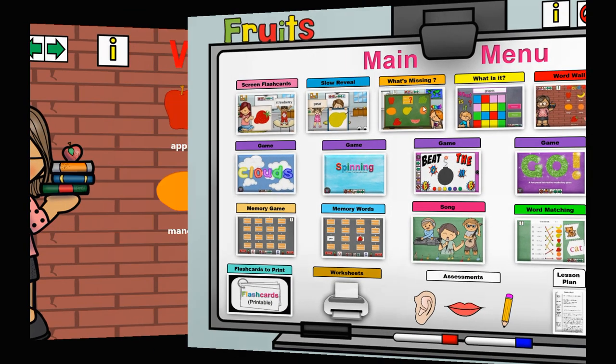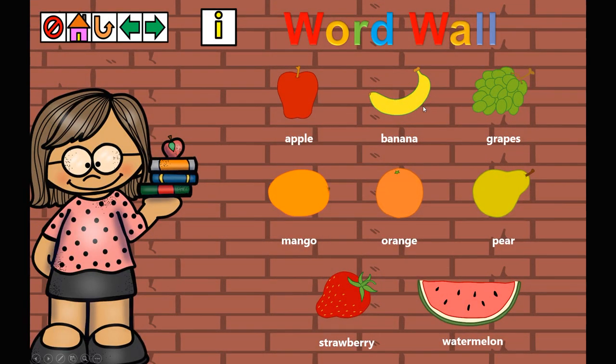So then we have the word wall, which has many, many uses. Students who are struggling to answer the worksheet, you can put this slide up. Copying the words during writing assignments, a quick drilling review practice. Apple, banana, orange, grape, pear, mango, strawberry, watermelon. Take up slide, whatever you want to use it as.